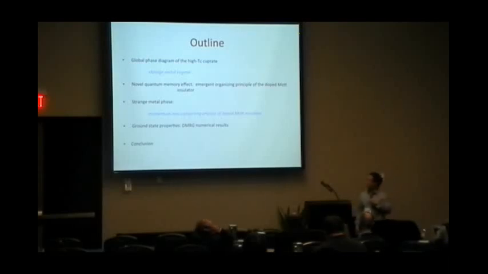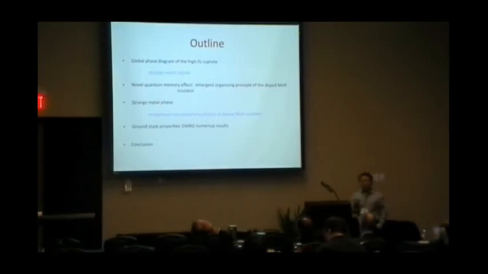First, I will briefly introduce some basics of the high-Tc cuprates, especially the global phase diagram. I will especially discuss the strange metal regime at high temperature. And then I will show you there is a lot of quantum memory effect based on a microscopic model, which is widely accepted and used in the community. It's a strongly correlated model, and I will try to convince you that this is a novel quantum memory effect, which actually plays the role of an emergent organizing principle for the electrons in this strongly correlated system.